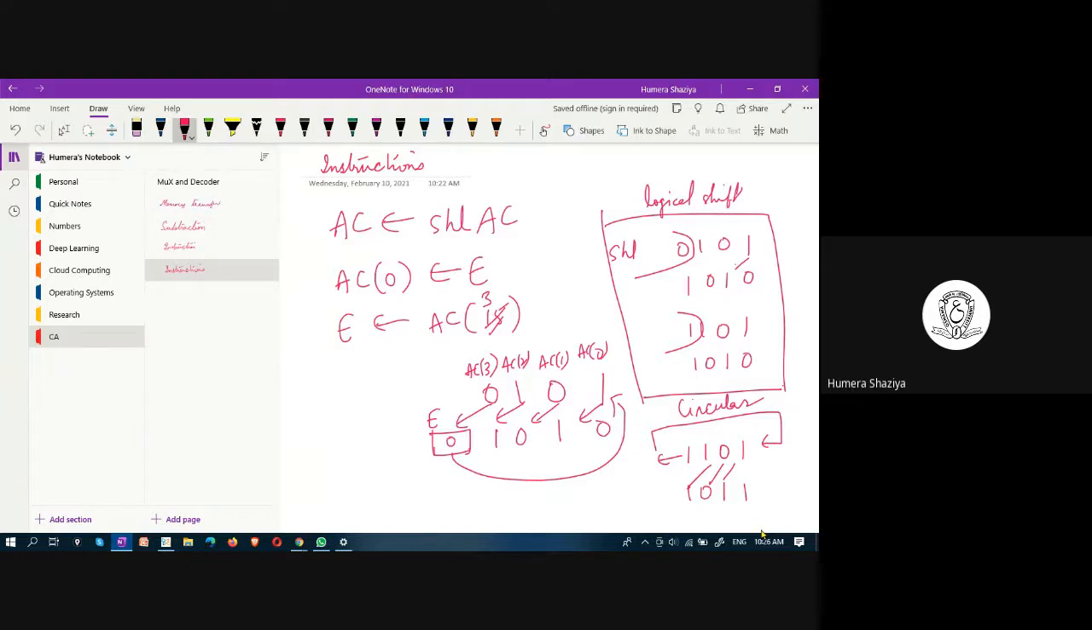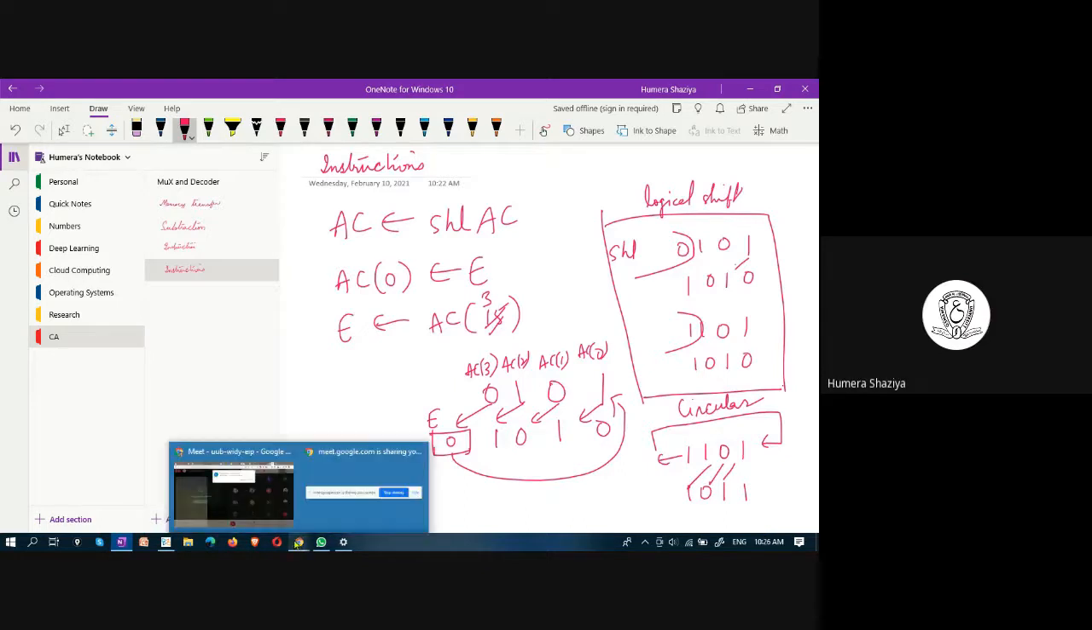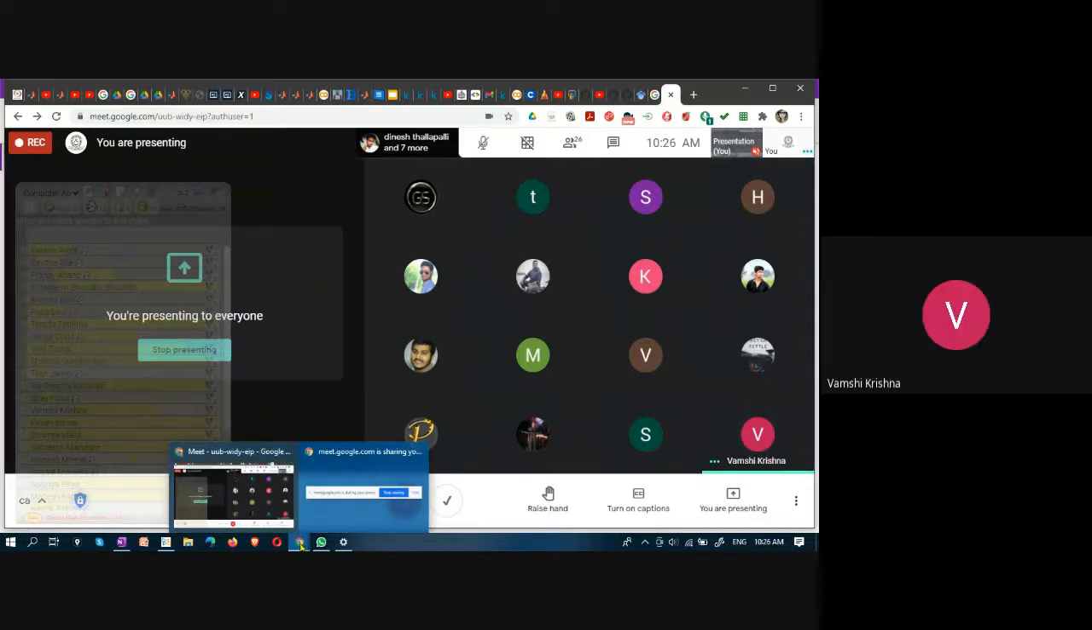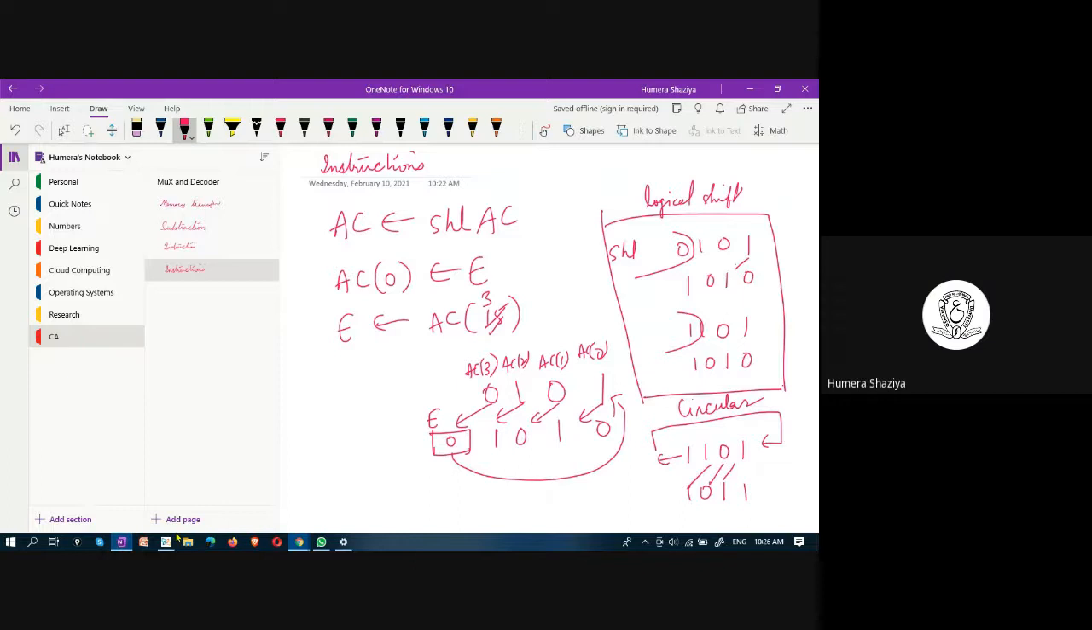Is it clear to all of you students? Yes, ma'am. All right. Ma'am, logical shift and circular shift, are both the same now? No, how are both the same? Both are very different. Okay, once you tell me logical shift, ma'am, please. Sure, sure.